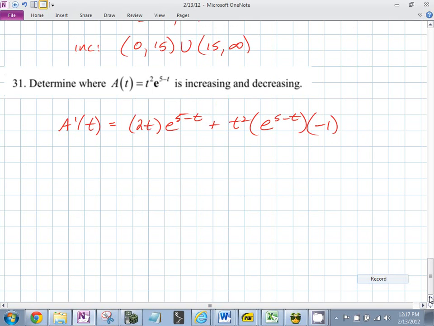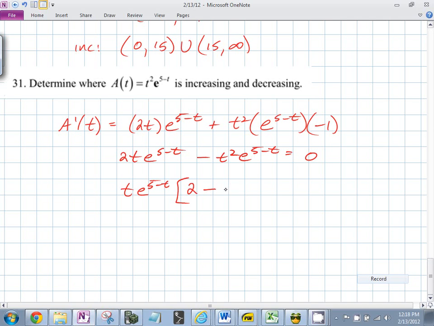Again, I've told you this before, and I'm going to say it again. If you ever get stuck in a problem, find the derivative, set it equal to 0. That's what we're doing over and over again here. So if we set this equal to 0, we have 2t e to the 5 minus t minus t squared e to the 5 minus t is equal to 0. What can we factor out? t e to the 5 minus t times what?